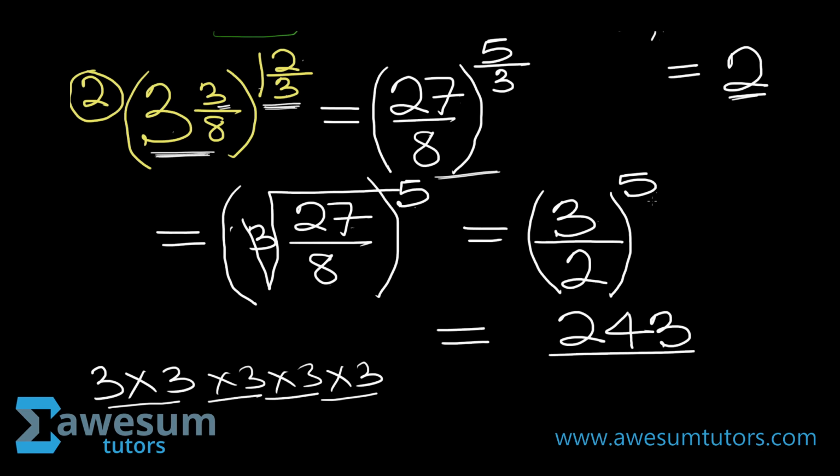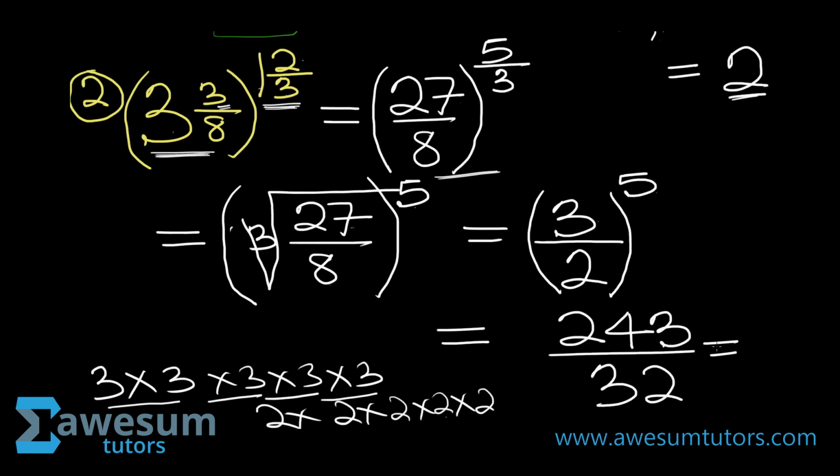is what? Is 2 times 2 times 2 times 2 times 2. So if you take a look at this, 2 times 2 is 4. 4 times 2 is 8. 8 times 2 is 16. 16 times 2 is 32. Very good, guys. So now my answer is 243 divided by 32, or you say 243 over 32.